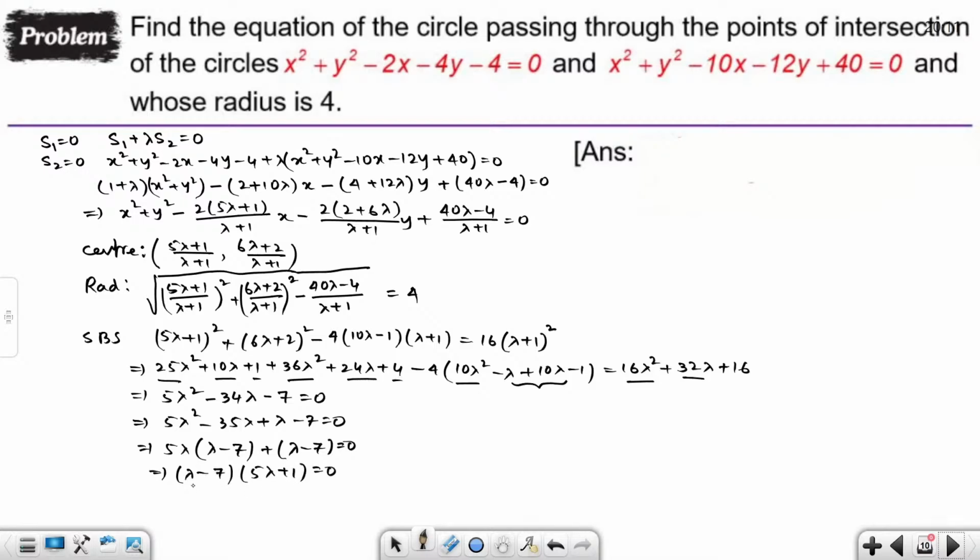Thus, we are getting two values of lambda from here. One is 7, another one is minus 1 over 5. Is it clear? So we got two values of lambda. One is 7, another one is minus 1 over 5. So let me now put the value lambda equals to 7 in this equation to get the equation of the circle. So if I put lambda is 7, what we are going to have?